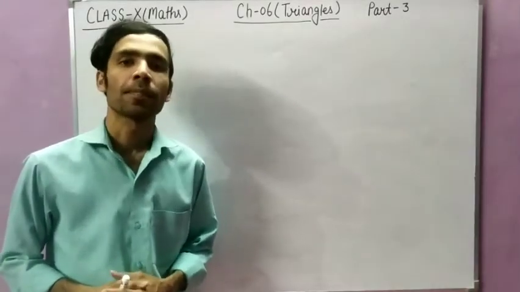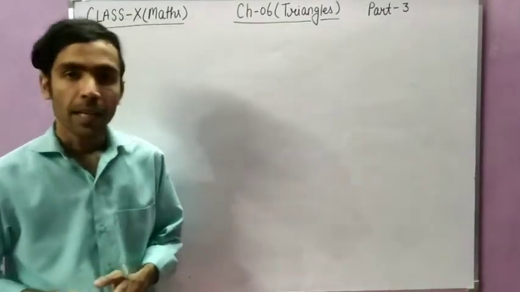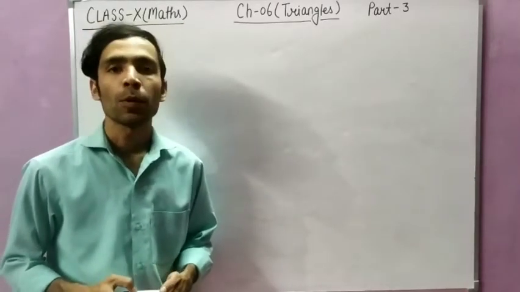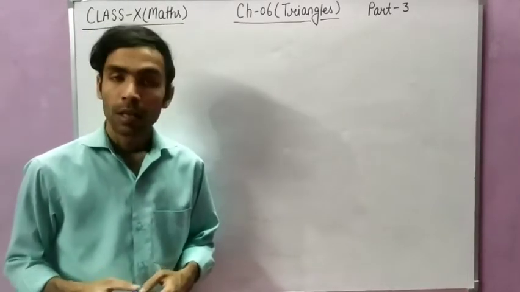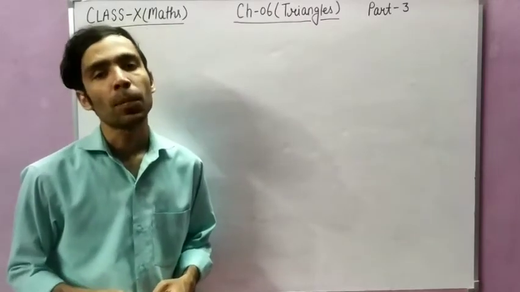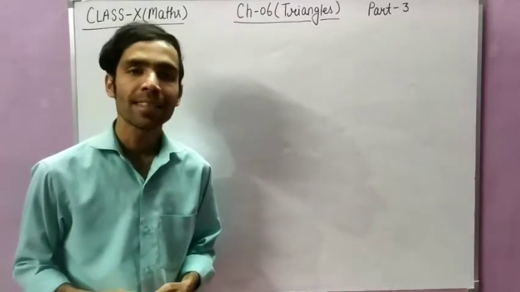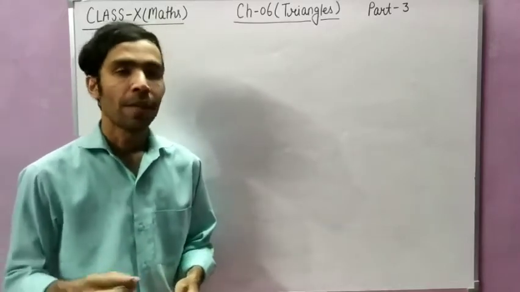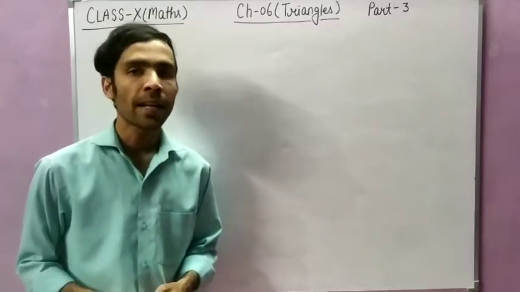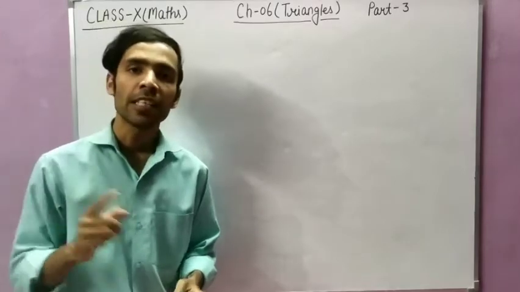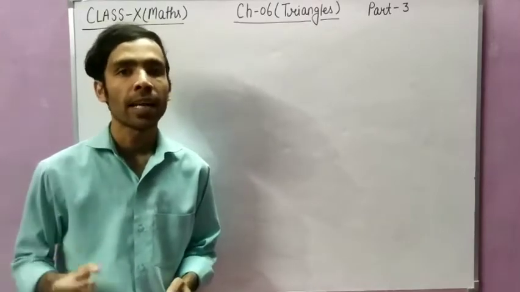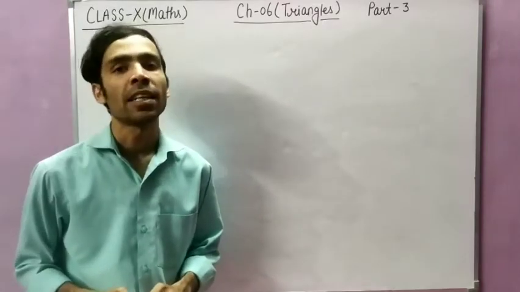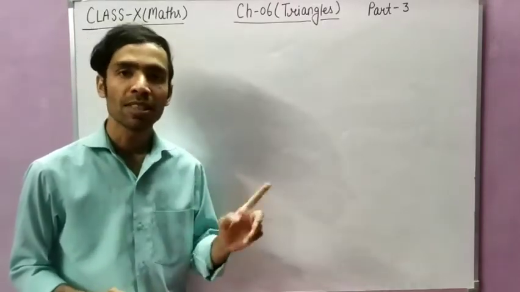Hello students. In the last part of the video we discussed the basic proportionality theorem, which is also known as Thales theorem. And what was Thales theorem? That when a line is drawn parallel to any one side of a triangle and intersects the other two sides at distinct points, then the other two sides are divided in the same ratio. This was Thales theorem.